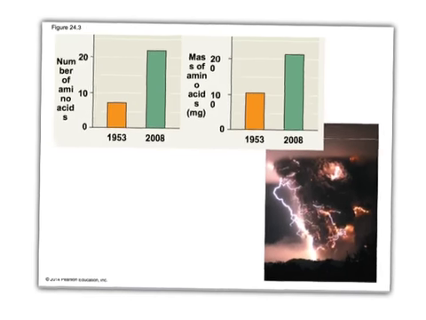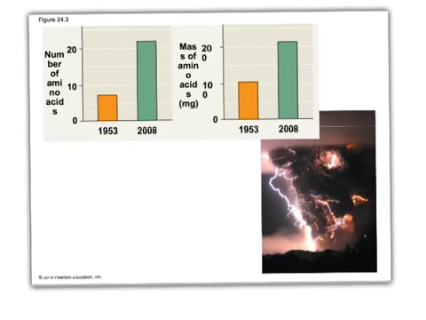This is a graph showing the number of amino acids in, say, 1953 versus the number of amino acids in 10 milligrams of the atmosphere, and the mass of amino acids and what it looks like. Right, and that's based upon the atmosphere itself.